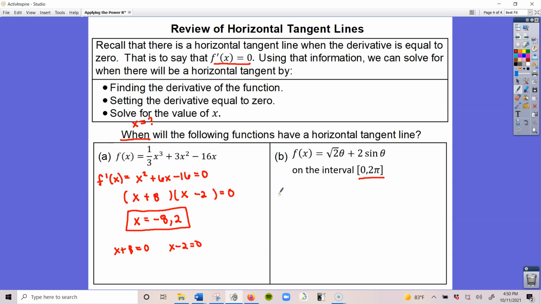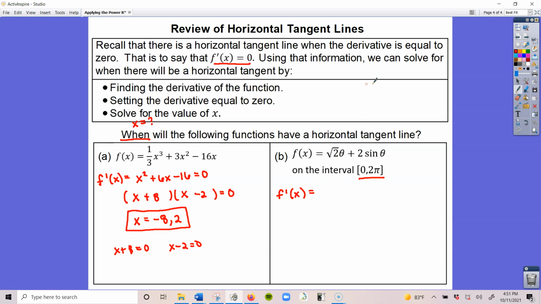So the first thing that we're going to do is find the derivative. So f prime of x is equal to, now we have the square root of 2 times theta, right? Theta is not inside of the square root. So the square root of 2, that's just the coefficient. It represents 1 point something something something. So we're not going to rewrite this at all.